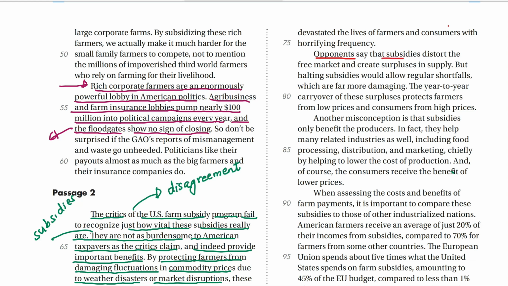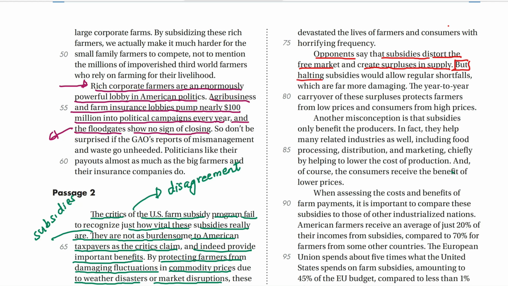Opponents say that subsidies distort the free market and create surpluses in supply. This is a very good idea, a totally different idea. Opponents say that subsidies distort, ruin, spoil the free market and create surpluses, which are what, guys? An excess of products, a lot of surplus products in supply. They say that, but here is a turn of direction where he responds to them.